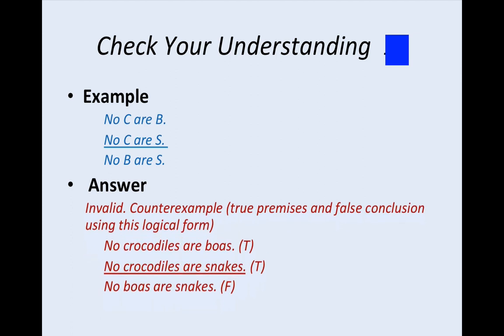Take C, B, and S and replace them with crocodiles, boas, and snakes. It's true that no crocodiles are boa constrictors. It's also true that no crocodiles are snakes, but it's false that no boa constrictors are snakes. In fact, a boa constrictor is a type of snake. So when you can substitute for the elements in an argument, true premises and a false conclusion, you know your argument is invalid.